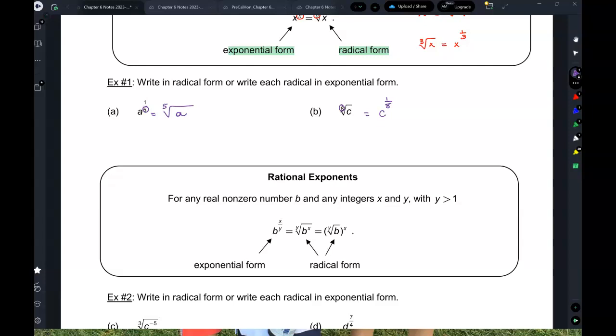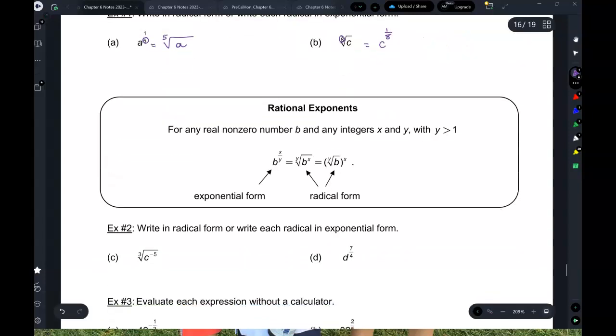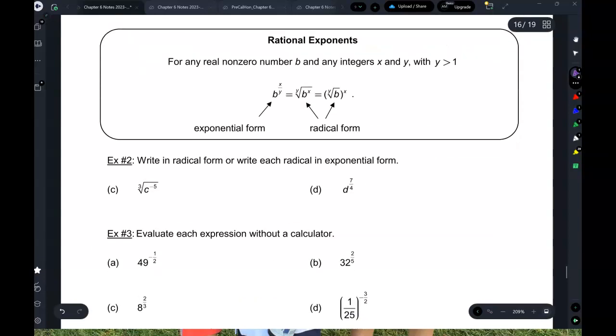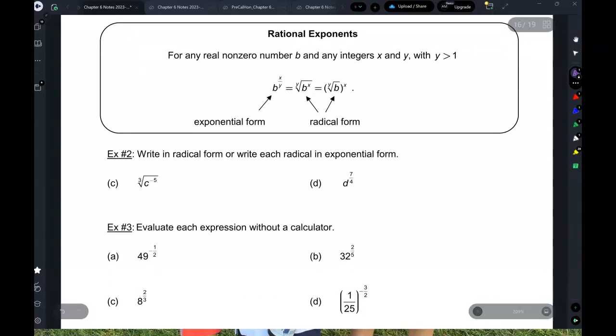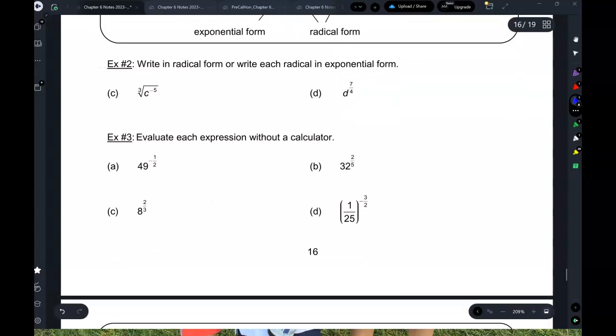Okay, now, in all of the ones we did, the numerator was 1. But what if the numerator is not 1? What if we have a different numerator? Well, then, if you have b to the x over y, again, this denominator is always the index, but the numerator becomes the exponent of b, and that exponent can either be written inside the radical or outside the whole thing, right? So here we have exponential and radical form.